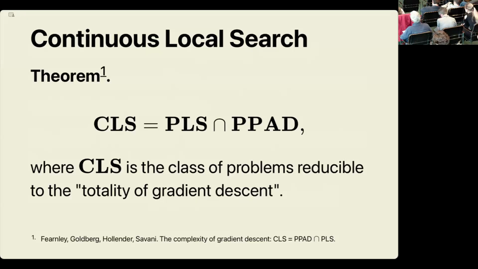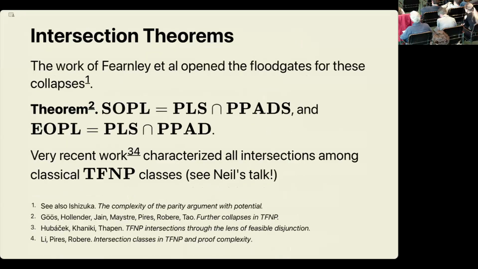And this paper opened the floodgates for these kinds of intersection collapses, actually. In a follow-up work with some other folks, we improved this collapse to the end-of-potential-line class, and we also proved an analog for the sink classes. And recent work that you're going to see Neil talk about later characterizes all the intersections between the classical TFNP classes. Okay.